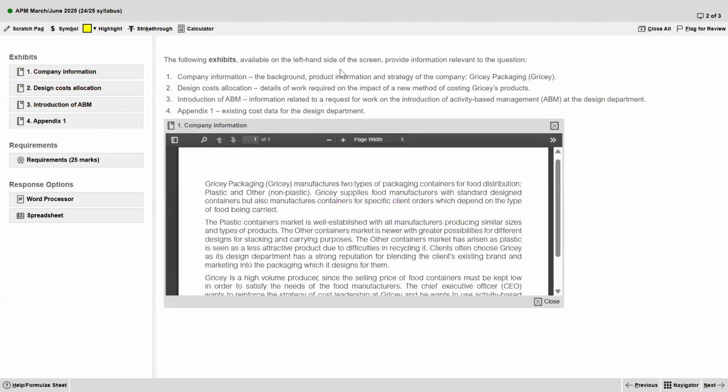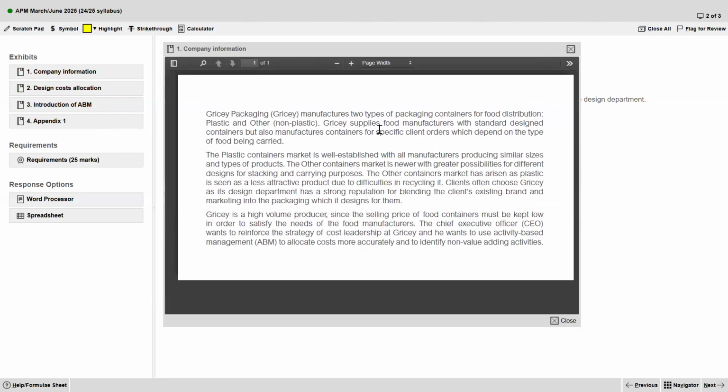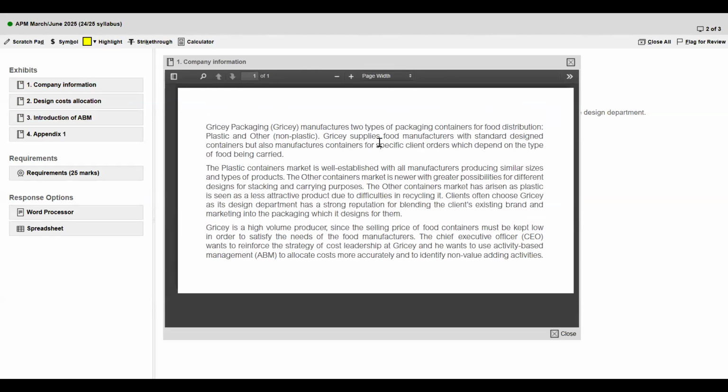Now, let's just read through this company information, then we start discussing further. Just read through it so that we could move forward.